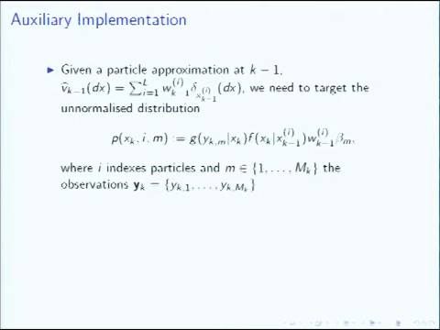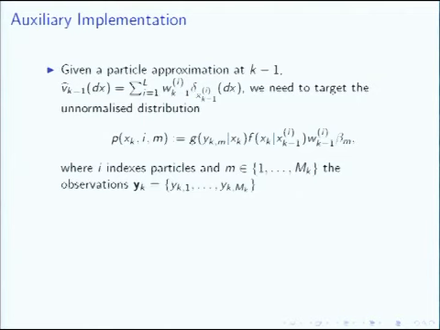If I were to abstract away the funny looking update equation, given the particle approximation at time k minus 1, I need to be able to compute integrals of interest with respect to this function here. So we can think of this as an unnormalized distribution which has 3 components, 2 of which are discrete, 1 of which is continuous. The second component indexes the particle, and the third component indexes the different terms in the likelihood, the things that look like a likelihood.